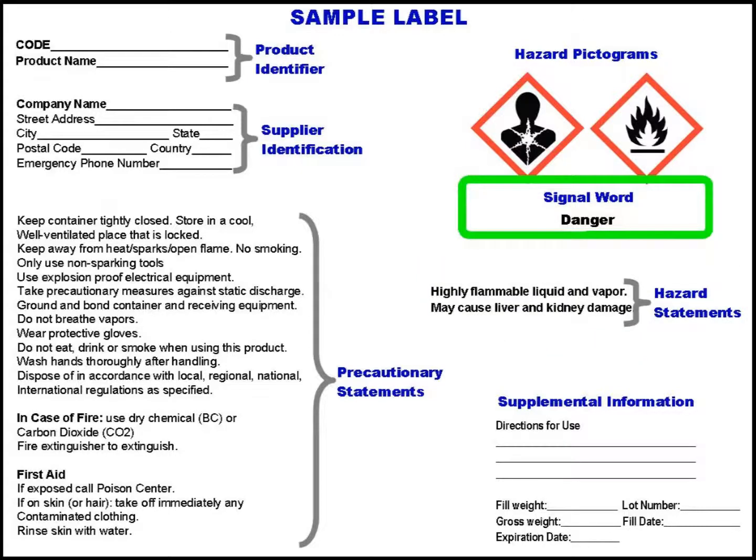The signal word. This is used to indicate the relative level of severity of hazard and to alert the reader to a potential hazard on the label. There are only two signal words, danger and warning. Danger is used for the more severe hazards, and warning is used for the less severe hazards. There will only be one signal word on the label, no matter how many hazards a chemical may have.